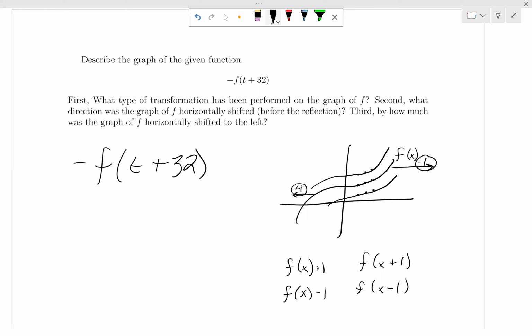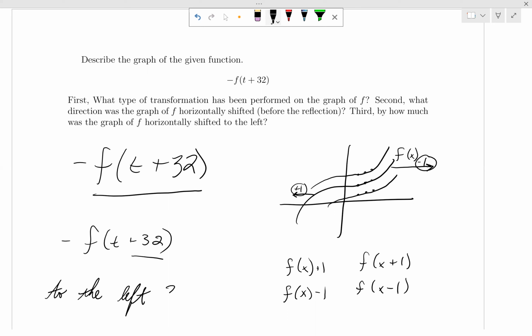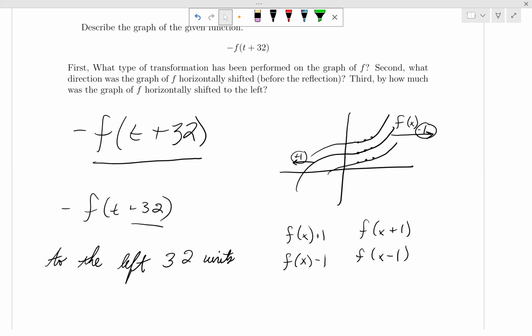So looking at this, let's look at our inside stuff first. So we have minus f of t plus 32. So this plus 32 tells me I'm moving it to the left 32 units. All right. So we're moving it to the left 32 units.